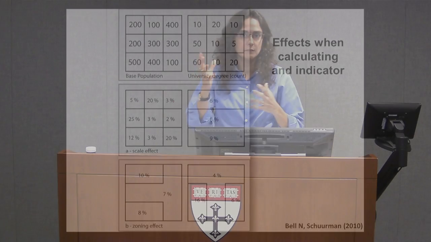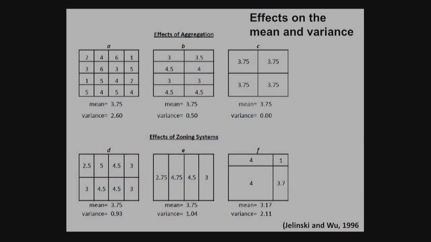So again, the scale and the zoning effect. Now, it's not just the indicator that is different, but if you start looking at statistical measures related to that data, they're also very different. So take only two, the average and the variance.